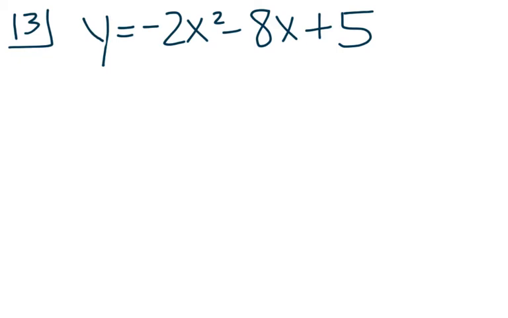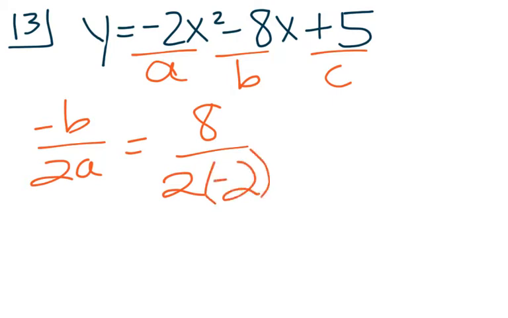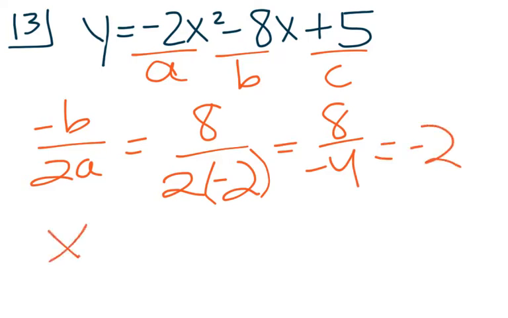So for number 13, first things first is to find our axis of symmetry. So this is A, this is B, this is C. Opposite of negative 8 is positive 8. So we have positive 8 over 2 times A, which is negative 2. So we have 8 divided by negative 4, and that equals negative 2. So our axis of symmetry is x equals negative 2.